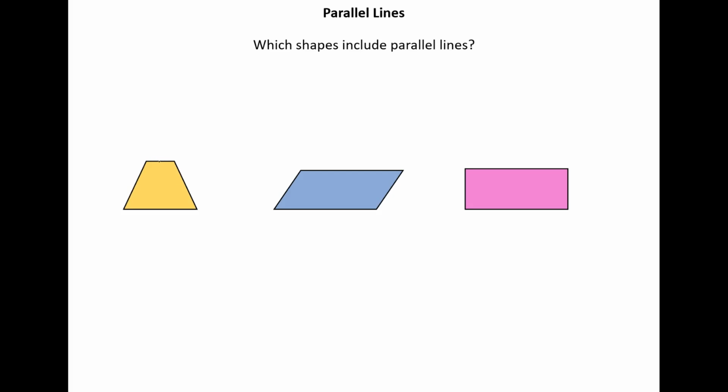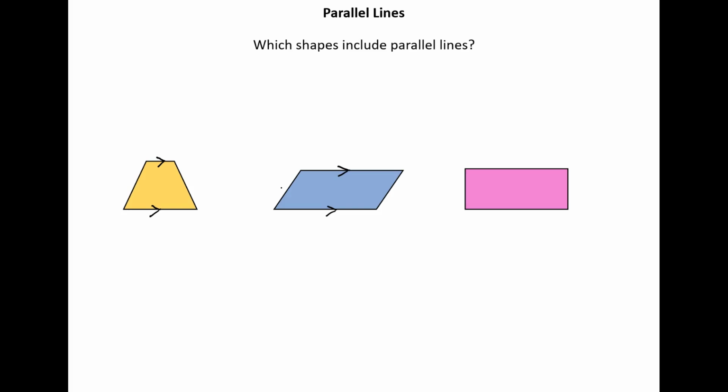Notice that for the first shape, the trapezoid, the top line and the bottom line are parallel to each other because they are the same distance apart and they go in the same direction. So we use an arrow key to indicate that they are parallel. Now for a parallelogram, we notice that the top line and the bottom line are also parallel. So we use an arrow to represent that they are parallel.